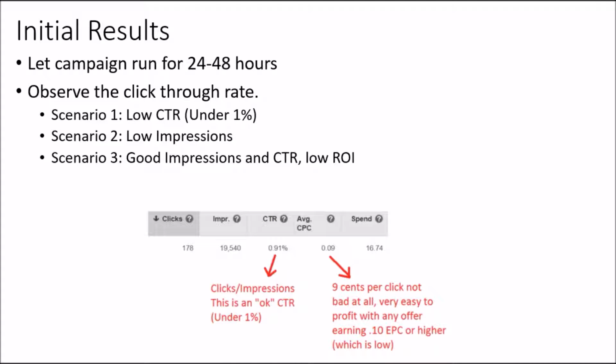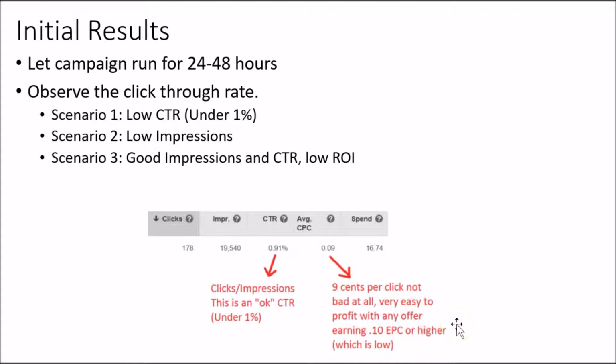So for the initial results, you're going to let your campaign run for 24 to 48 hours. You want to observe the click rate you're getting, okay? I have an example down here, and you can see in this example I got 178 clicks, 19,000 impressions for a 0.91% click-through rate, okay? That's not too great, but it's not terrible considering that we just started running this. I'm getting 9 cents per click, so that's always good too.